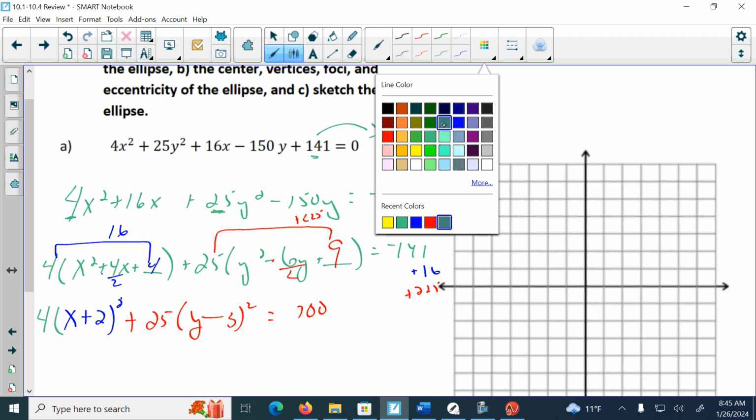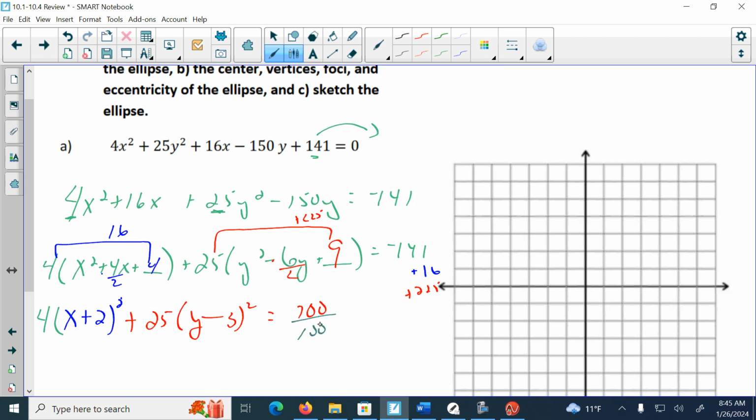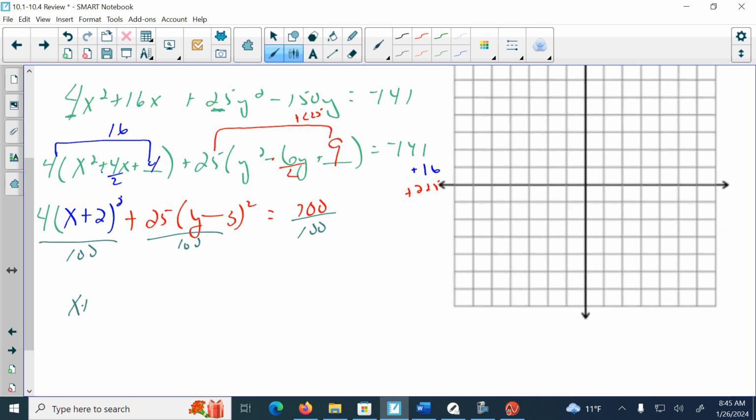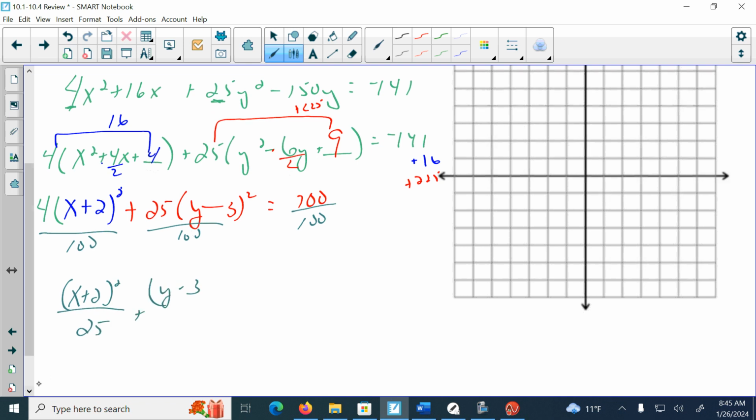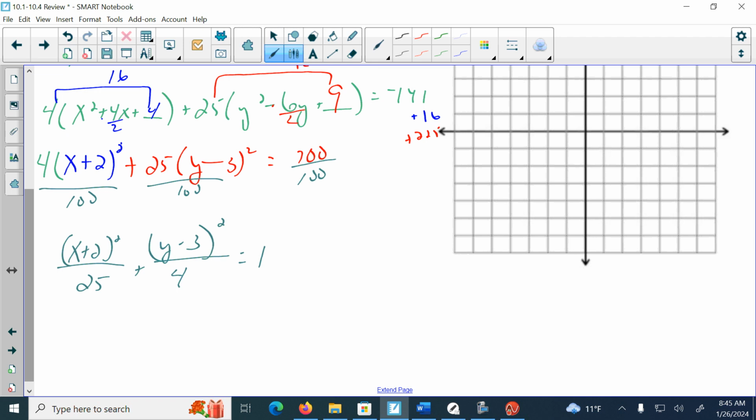I'm going to divide everything by whatever number I get over here. So I'm dividing by 100. And it works out very nicely. So we have x plus 2 squared over 25 plus y minus 3 squared over 4 is equal to 1. So here we go. My center is going to be -2, +3.